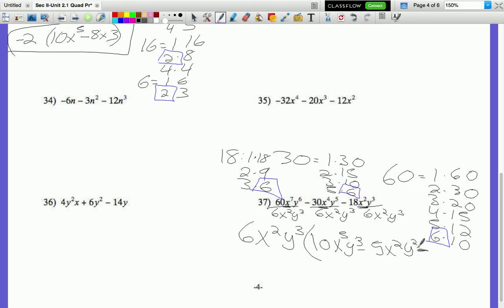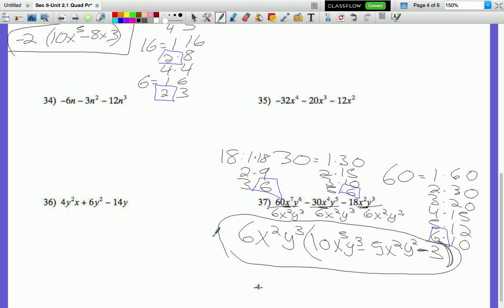Negative 18 divided by 6 is negative 3. X squared divided by x squared, 2 minus 2 is 0, so that's 1. 3 minus 3 is 0. So there's the end of our parentheses right there. So our answer is this. Pulling out the biggest number or biggest number of variables in common is what we are doing.